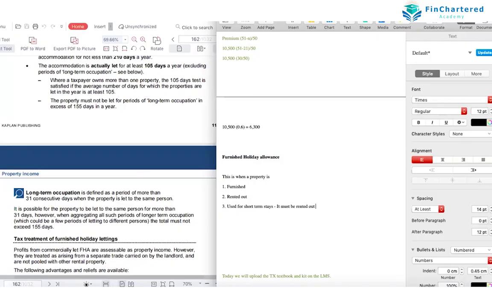See, short term means what? Okay, one person comes and stays for 5 days, another person comes and stays for 10 days, another person comes and stays for 20 days. So it's like short term. But overall, in a year, it must be rented out for at least how much? 210 days.